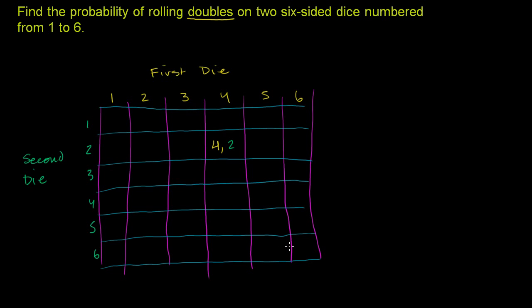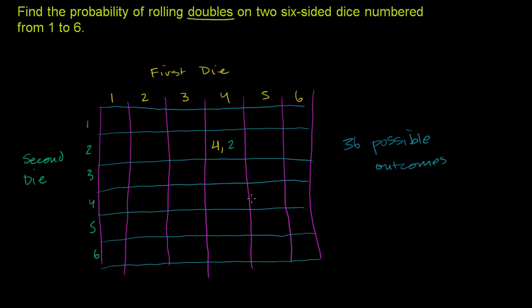Now, how many total outcomes are there? Well, you could look at the area of this right here. The area of this is going to be 6 times 6. You have 36 possible outcomes. And it makes sense. You could think about the first die. There's 6 outcomes, and then for each of those 6 outcomes, you have 6 possible outcomes for the second die. So 6 times 6. Or you can think of it in this grid, it has exactly 36 cells in it.